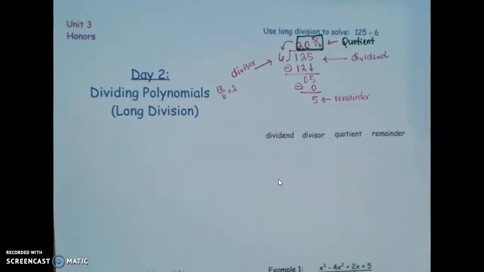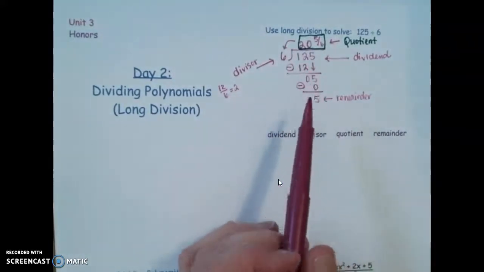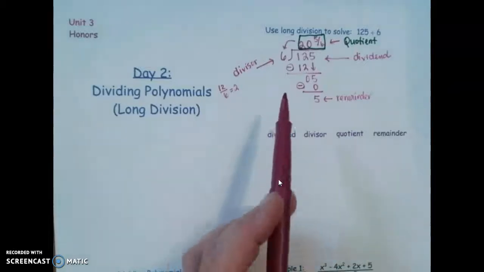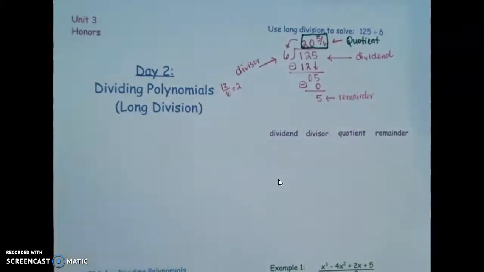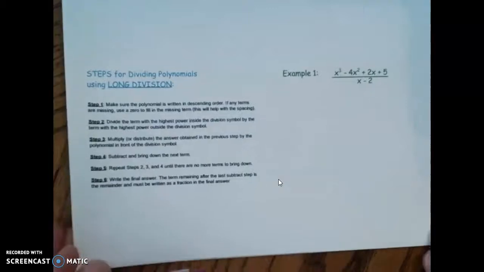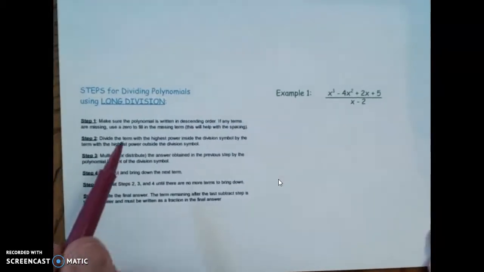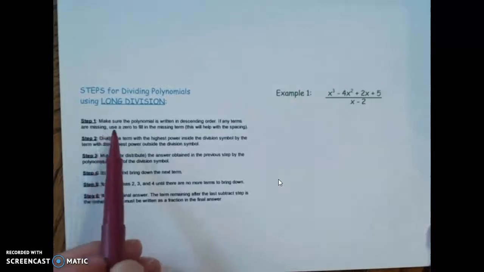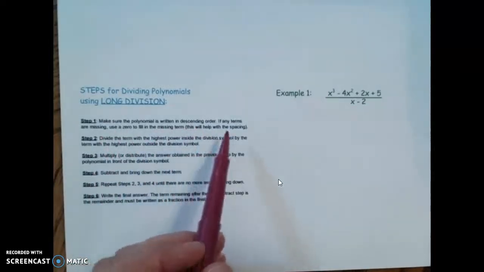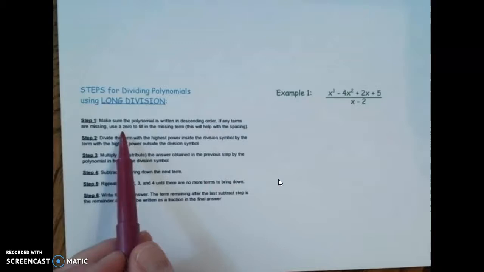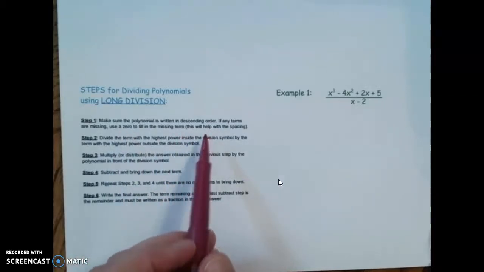So that's just a little refresher on how you would do a problem with simply having numbers. We're going to do this whole process with polynomials today. And I've put some steps on here for you that we'll follow as we're completing these. So I'll go through them with you. The first thing we're going to do is make sure the polynomial is written in descending order. If any terms are missing, you are going to use a 0 to fill in the missing terms. This will also help you with spacing.